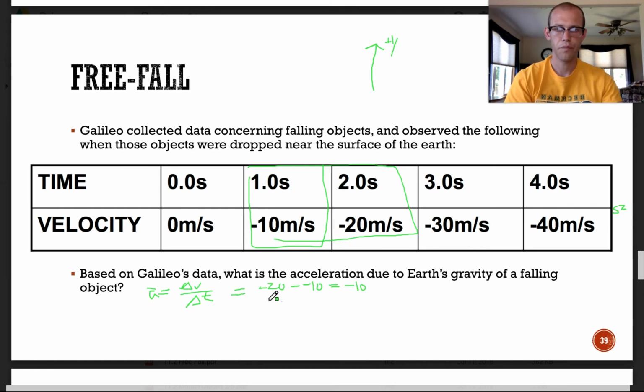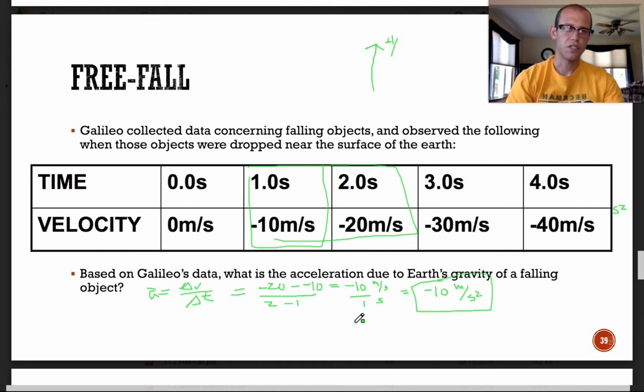-10. Dividing that by a change in time, which is the final time minus the initial time, which will give me out 1. I have a label of meters per second in the numerator. I'll have a label of seconds in the denominator, meaning I have -10 divided by 1, which is -10 meters per second squared. So Galileo discovered that the acceleration due to gravity at Earth's surface is -10 meters per second squared.